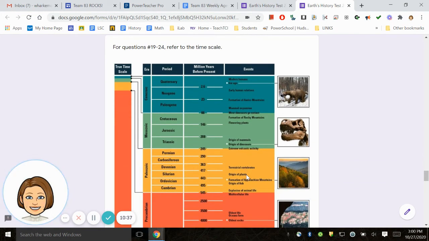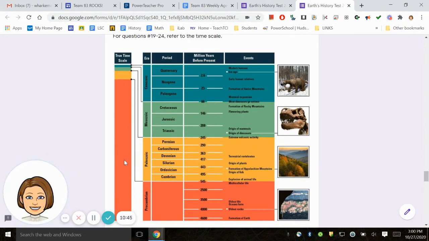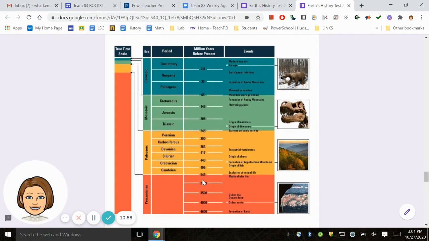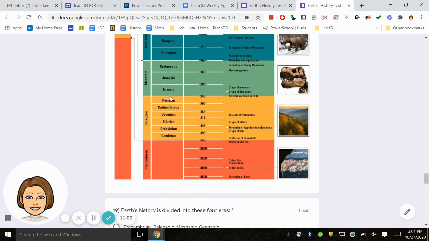For questions 19 through 24, you're going to refer to this time scale. So here you have the true time scale. You can see that's in red. That's the most amount of time. But here you have era, period, million years before present. Present time is up here, so this is where we are, and events. Answer the questions based on this chart.